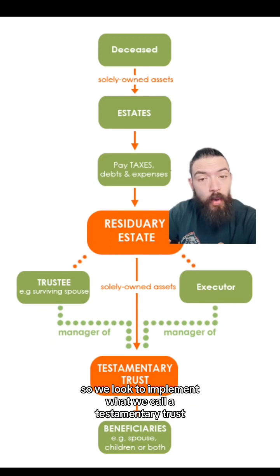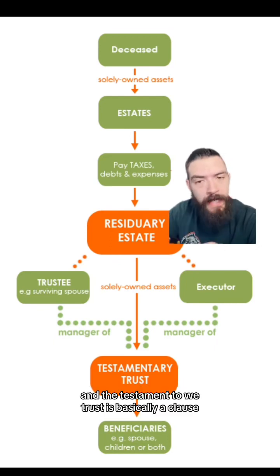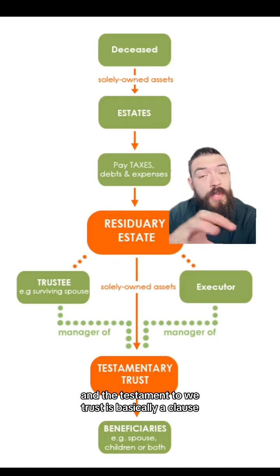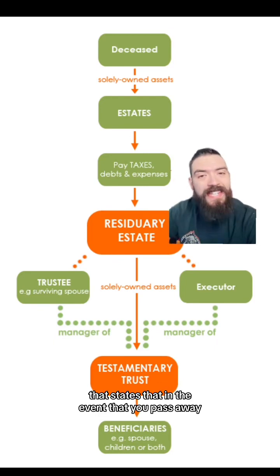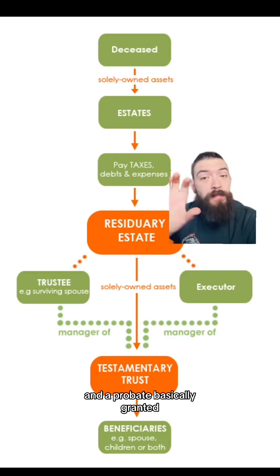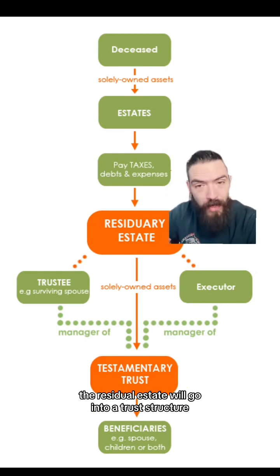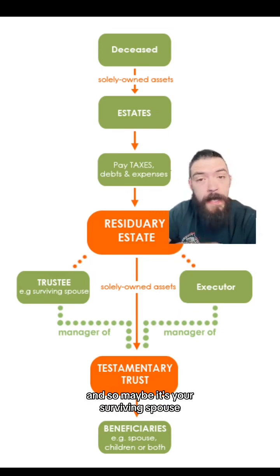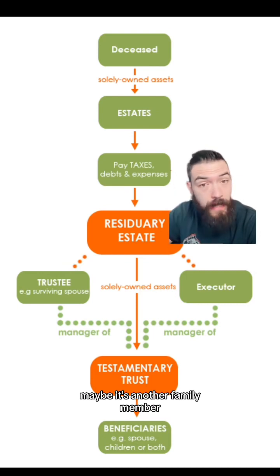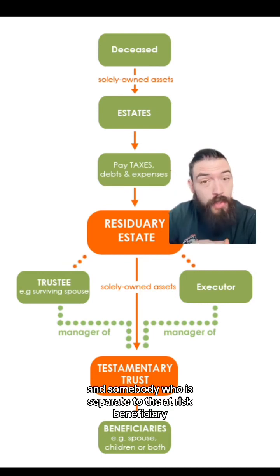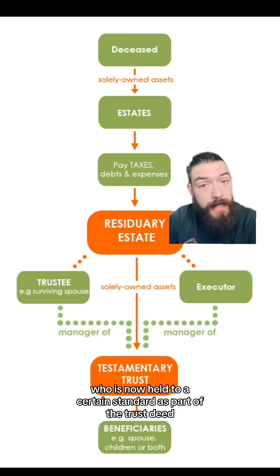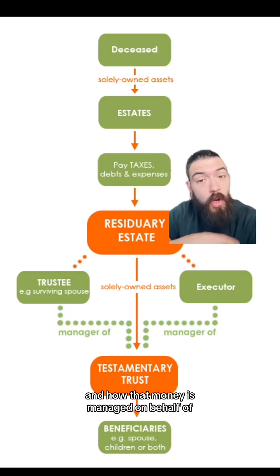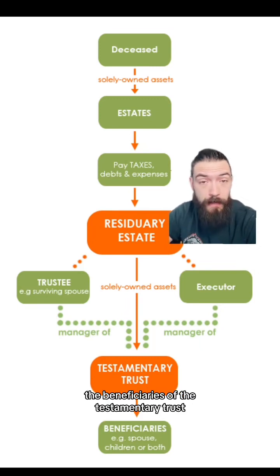So we look to implement what we call a testamentary trust. A testamentary trust is basically a clause, a component of your will, that states that in the event that you pass away and probate is granted, the residual estate will go into a trust structure whereby a trustee is appointed. It could be the same as an executor. So maybe it's your surviving spouse, maybe it's another family member, somebody who is separate to the at-risk beneficiary, who is now held to a certain standard as part of the trust deed of how that money is managed on behalf of the beneficiaries of the testamentary trust.